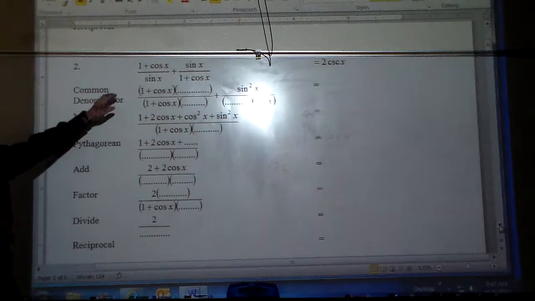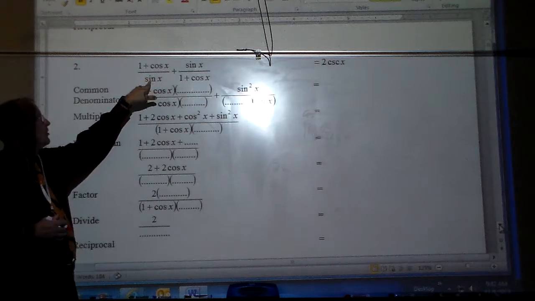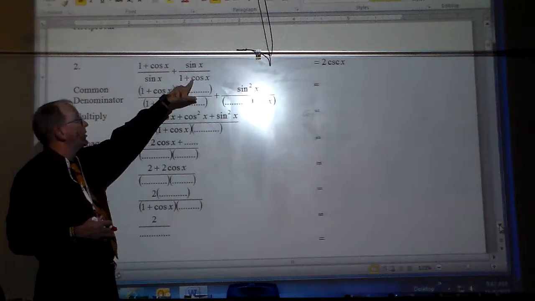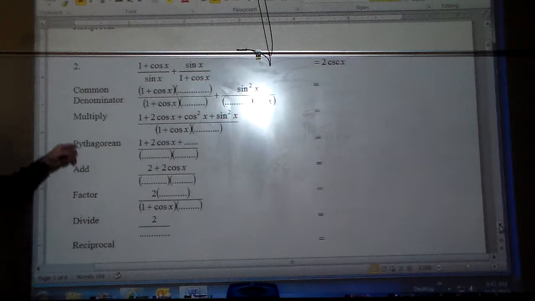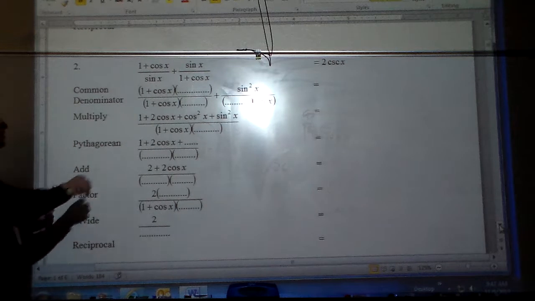Okay, hey, problem 2, everybody. We're going to take (1 plus cosine x) over sine x plus sine x over (1 plus cosine x). Now this one says common denominator, meaning this.